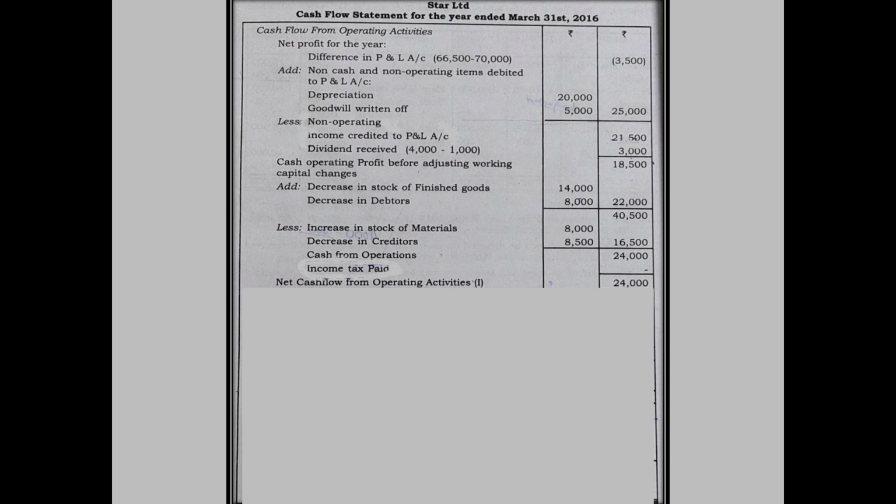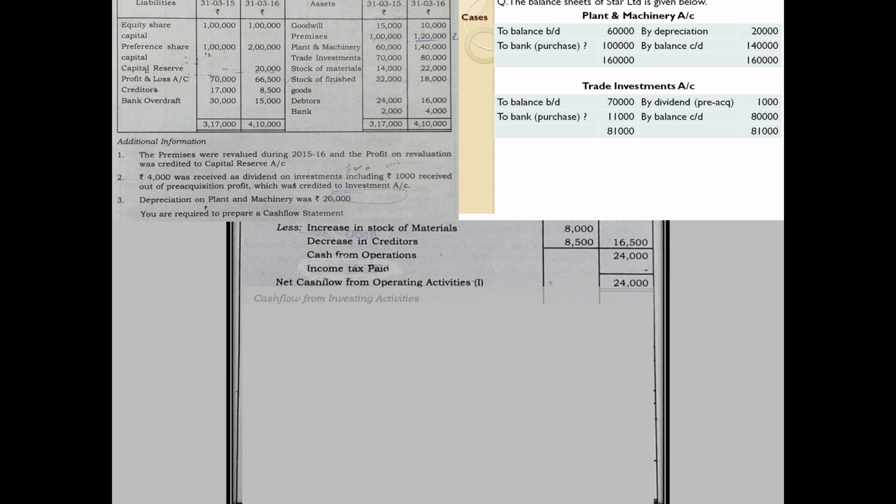Next, the second part is cash flow from investing activity. Basically we will go through the fixed asset items and also consider some of the extraordinary items like dividend received on investment, income tax refund, and likewise. So let us begin with the first one. We have prepared a plant and machinery account where there is a purchase of rupees 1 lakh. So 1 lakh has to be shown within brackets because it is an outflow of cash.